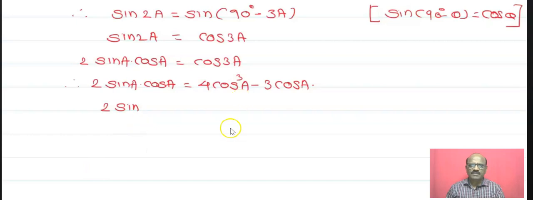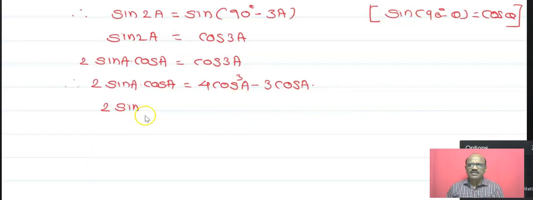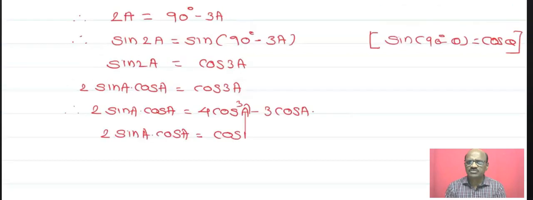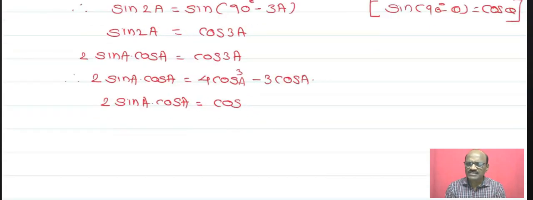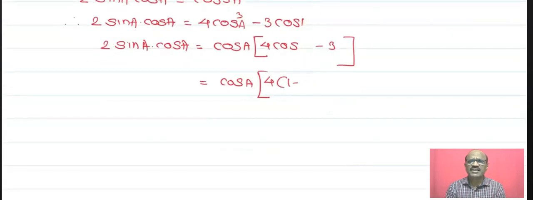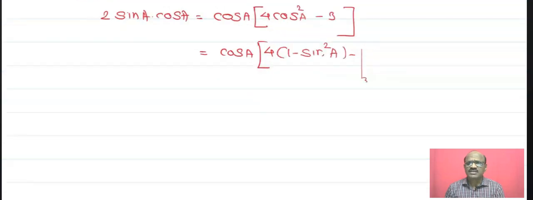This is the formula. See this here: the formula for cos of 3A is 4 cos cube A minus 3 cos A. Therefore 2 sine A into cos A is equal to, we take cos A as common, then in the bracket you will get cos A times 4 cos square A minus 3. Now on both sides cos A gets cancelled, and cos square A can be written as 1 minus sine square A, and the last term is also minus 3.